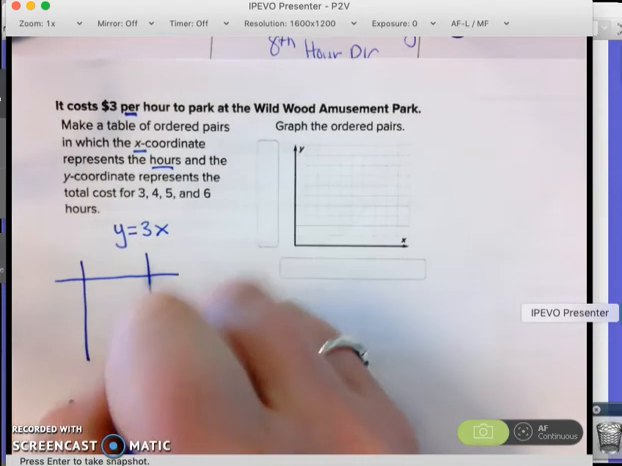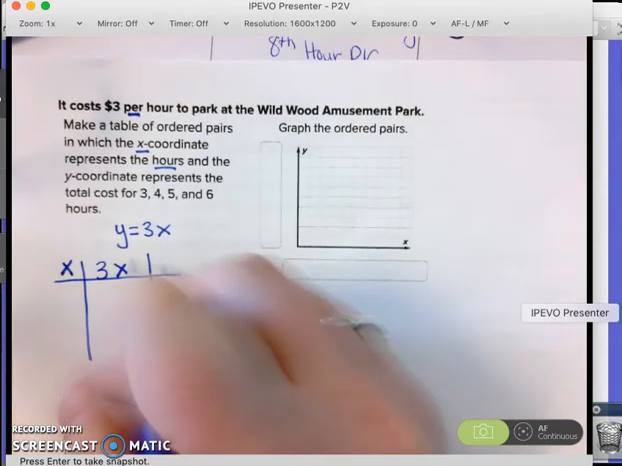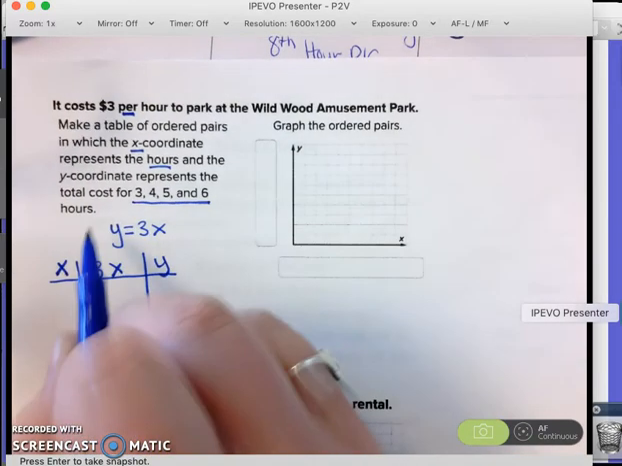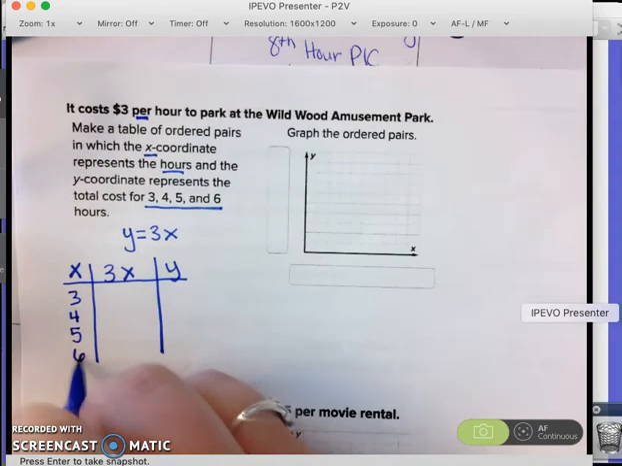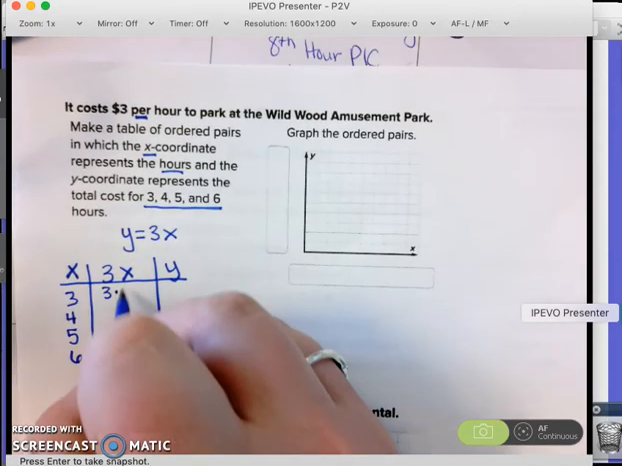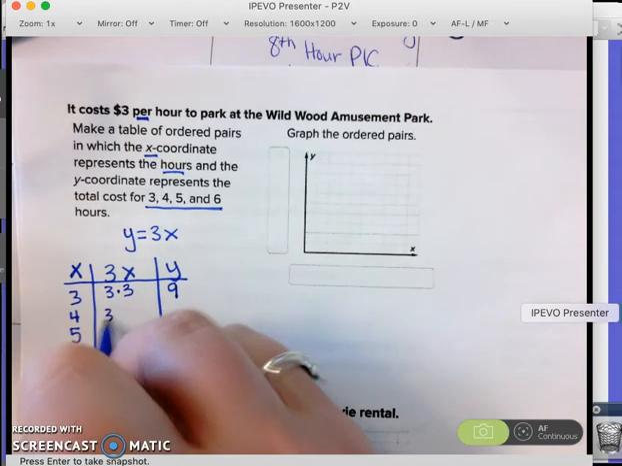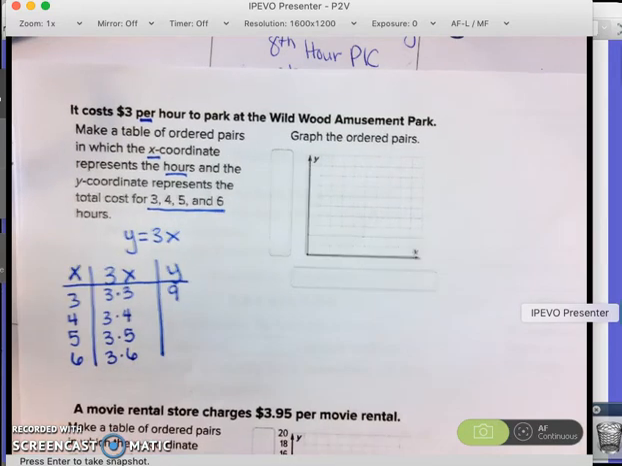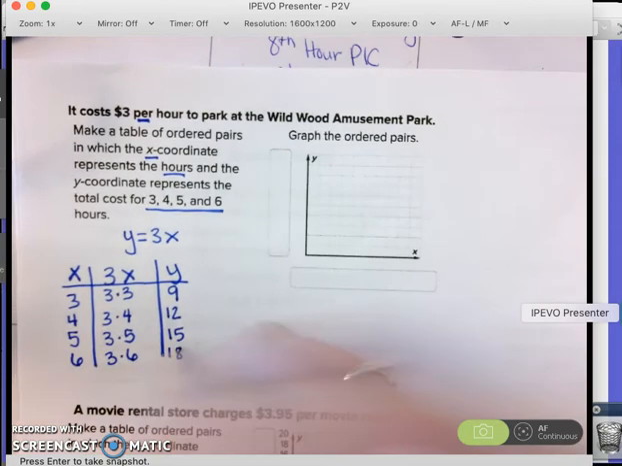Okay, so we're going to create a table. We did this yesterday, where our x is our input, this is our equation, and this is going to be our output. And they give us what they want us to use, the 3, 4, 5, and 6. So I have to do 3 times the x. 3 times 3 is 9, 3 times 4, 3 times 5, and 3 times 6. So 12, 15, and 18.